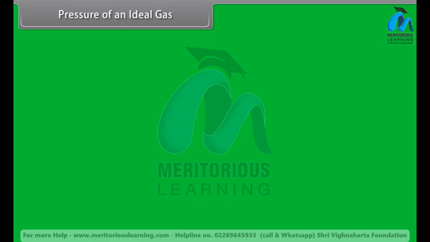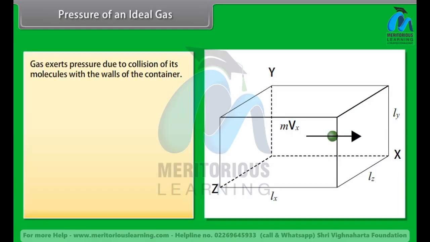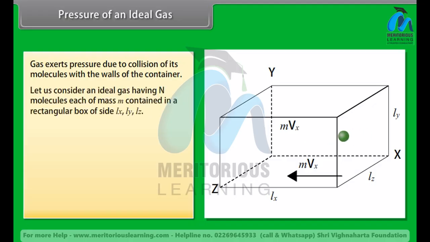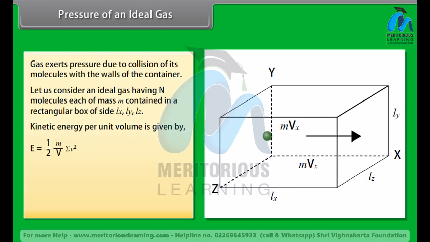Pressure of an ideal gas. Gas exerts pressure due to collision of its molecules with the walls of the container. Let us consider an ideal gas having n molecules, each of mass m, contained in a rectangular box of side Lx, Ly, Lz. Kinetic energy per unit volume is given by E = (1/2) rho v_rms squared.